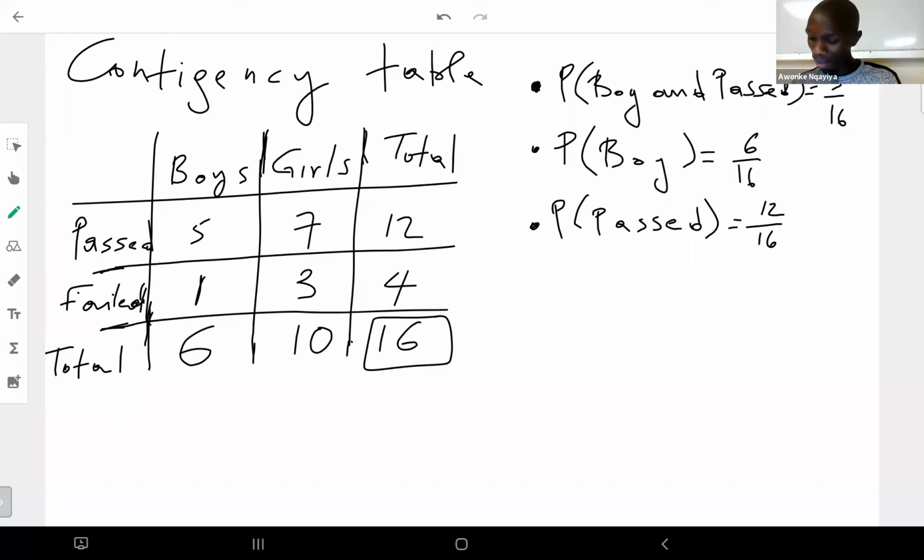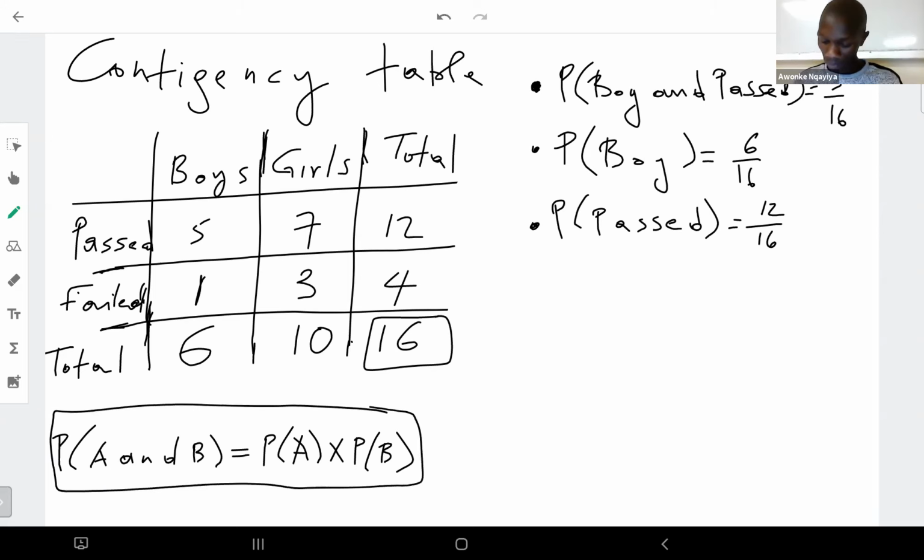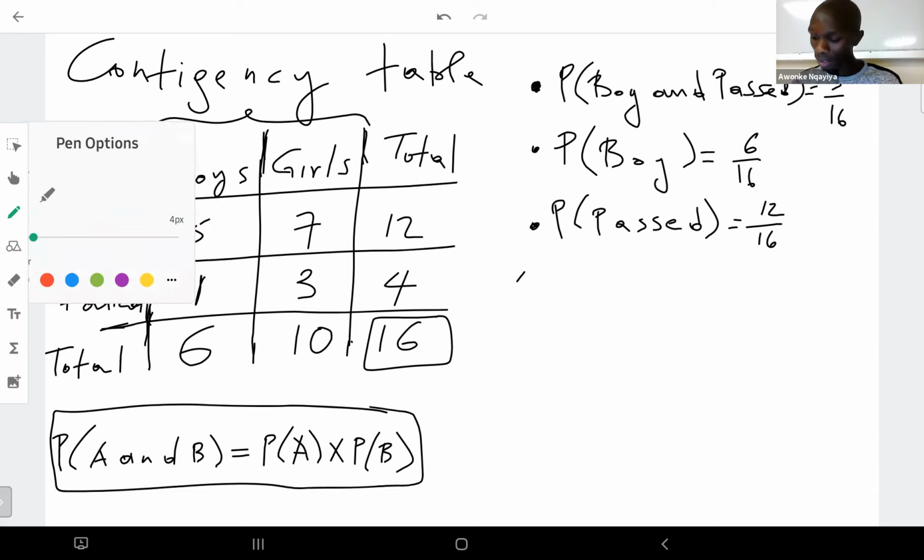So how can we check that these two events are independent or not? How can we check the dependency between the gender and passing? You will have to check whether the probability of A and B is equal to the probability of A times the probability of B. That is what we want to check. Is this the case or not? A can be anything from the columns. You will take A as anything from the columns. Let's say A is the event of being a boy.